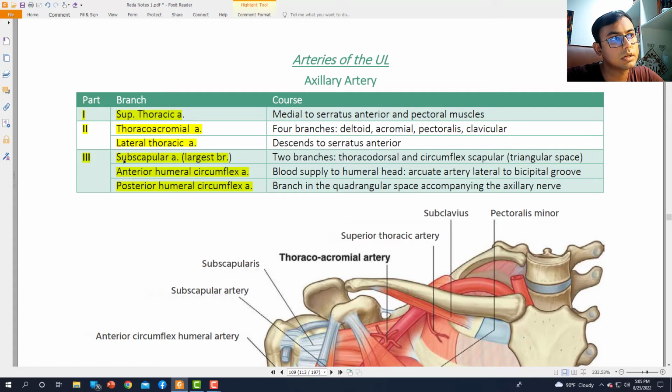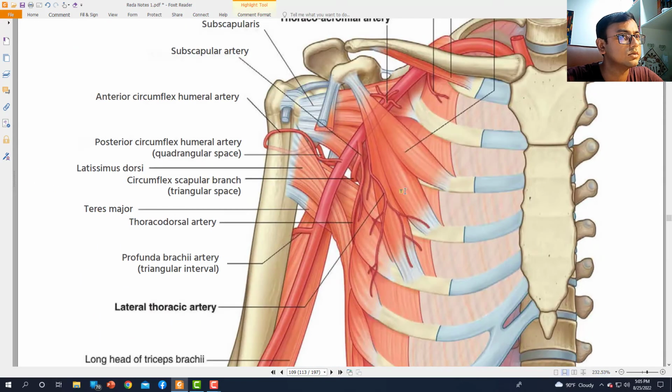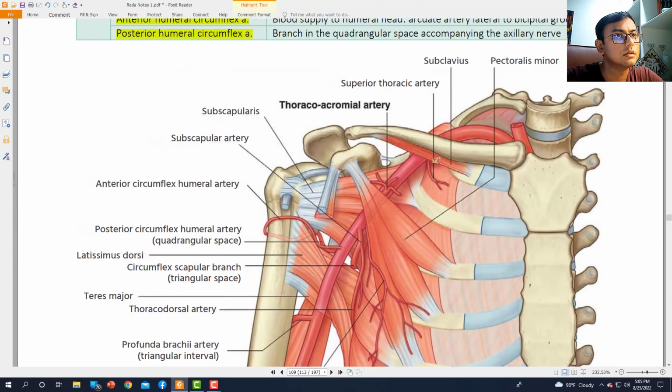The third part has three branches. Second part: thoracoacromial and lateral thoracic, and the first part: superior thoracic. Okay, just try to remember. Here you can see the superior thoracic artery, first part. Second part is the thoracoacromial artery, then the subscapular artery.